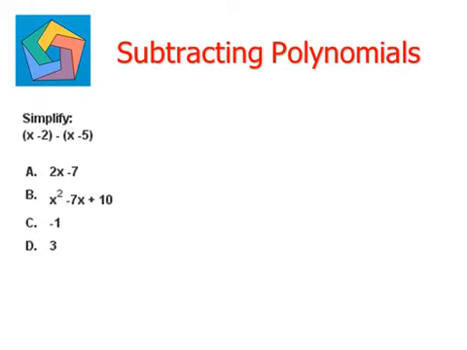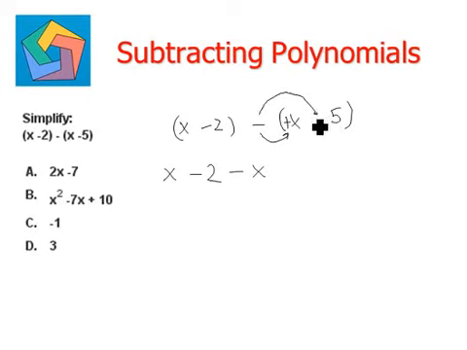Oh, now it's a simple example. x minus 2 minus x minus 5. The first parenthesis as it is. The second one now: a negative and a positive is negative x, and a negative and a negative is a positive 5. So we club the like terms together. The two x's are the like terms, and the two constants, these two.